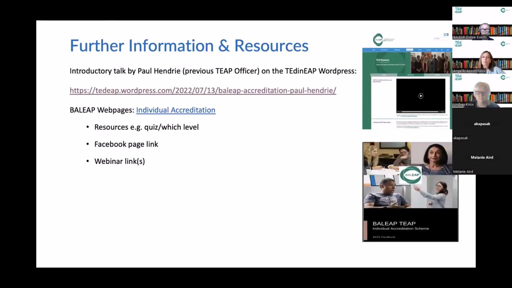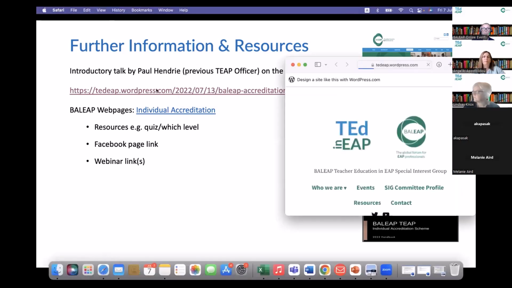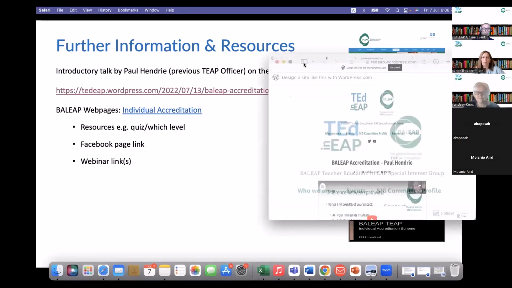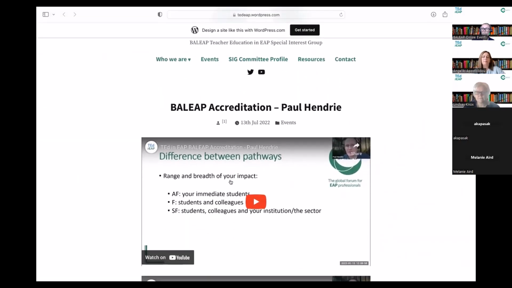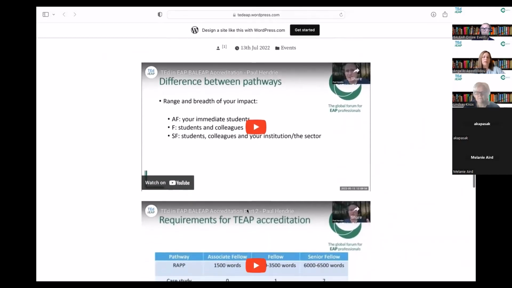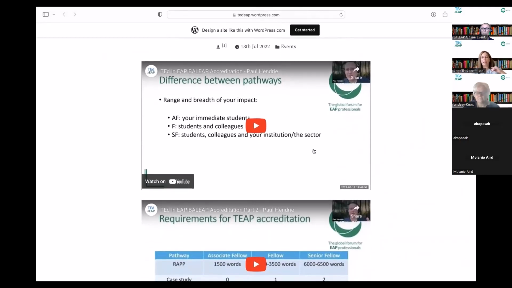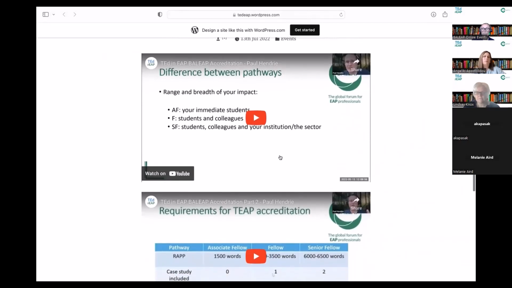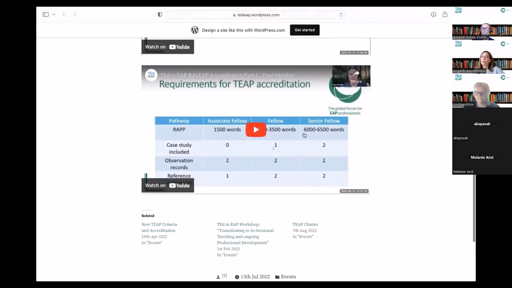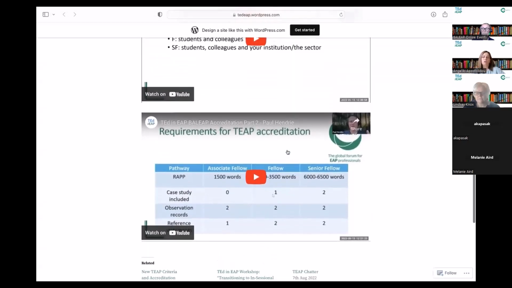A lot more information can be provided on the BALI website, but we've also, in teacher education, in EAP SIG, we've done many other events. And if you go to our WordPress, you can watch talks by the ex-TEAP officer, BALI TEAP officer, talking about the difference between pathways or the requirements for each pathway.